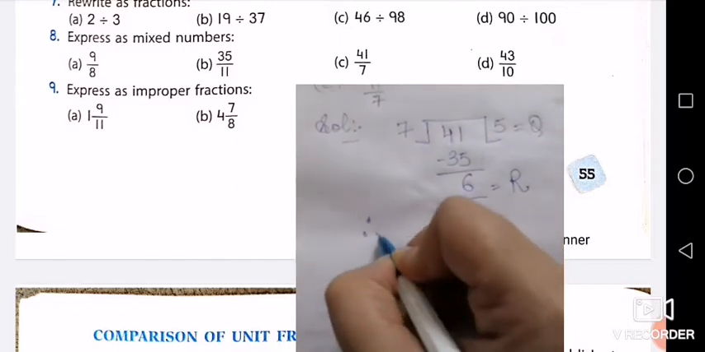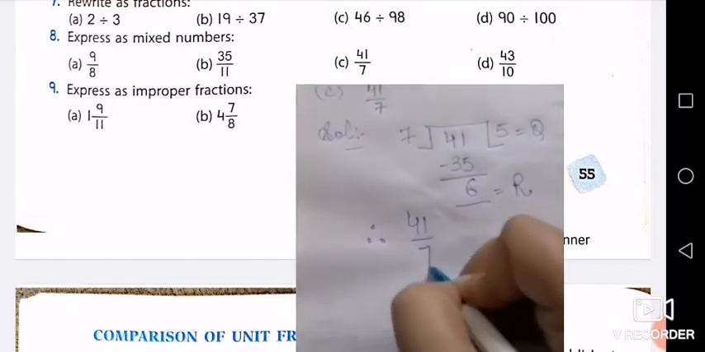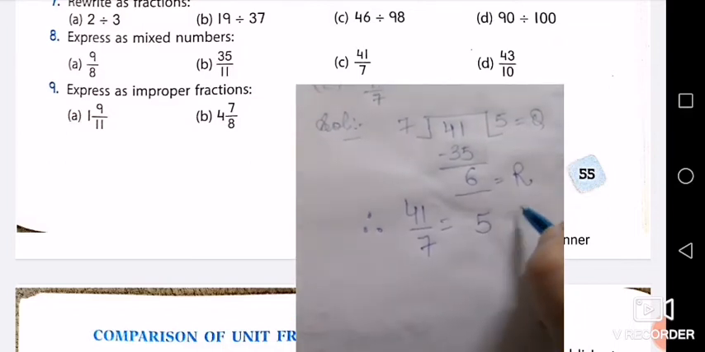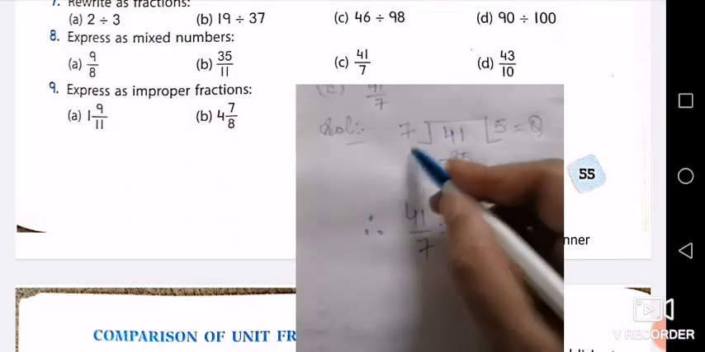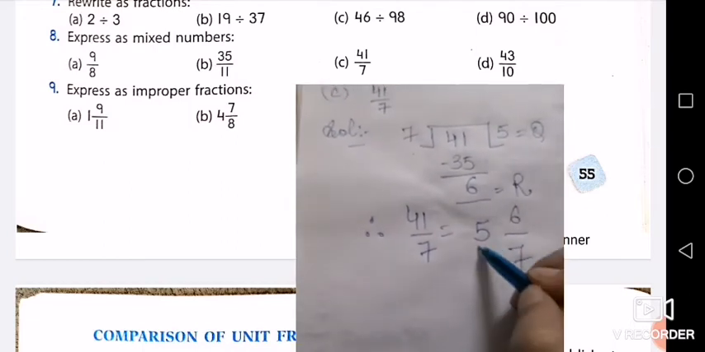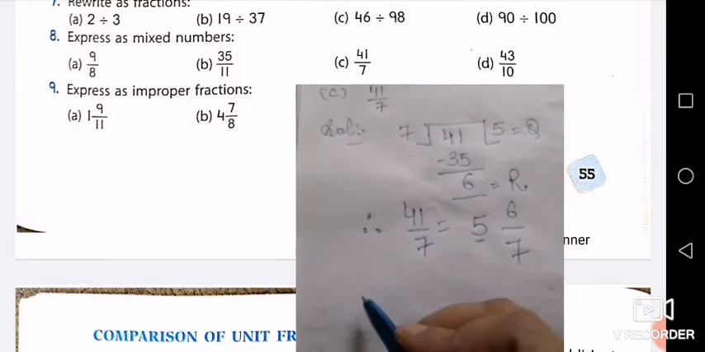Now what is the rule to write it? 41 by 7 is equal to the whole part, that is 5, we will write first, and remainder will be 6 upon the divisor, that is 7. So this will represent your proper fraction and this will represent your whole part.